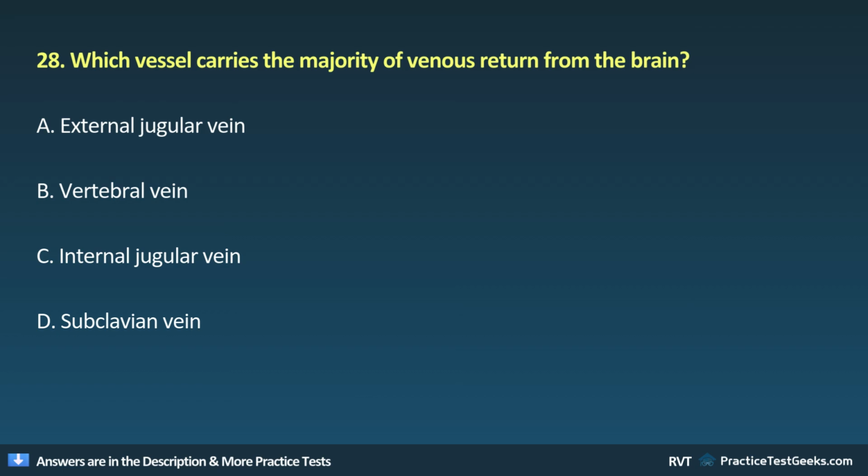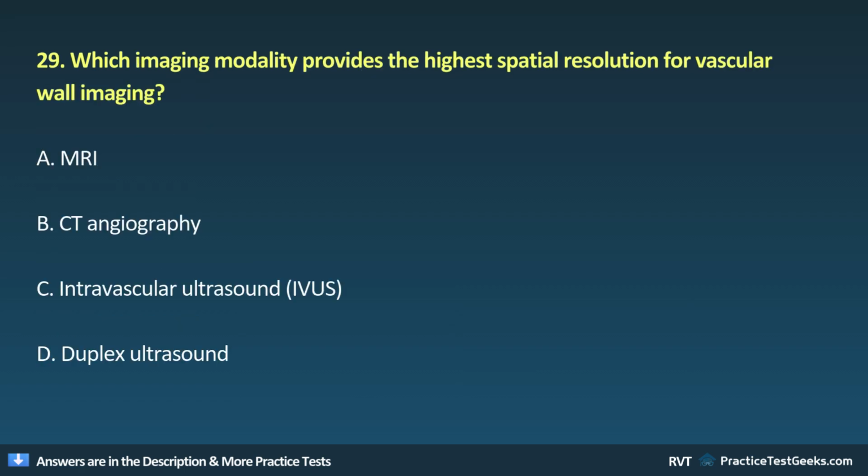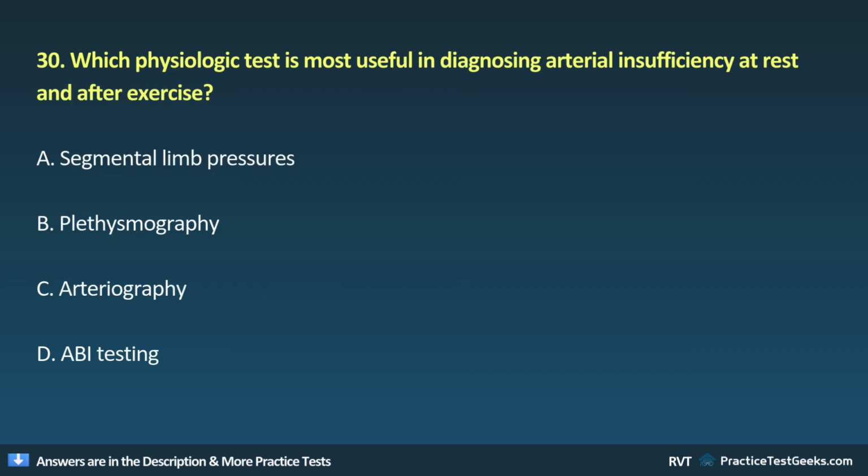29. Which imaging modality provides the highest spatial resolution for vascular wall imaging? A. MRI. B. CT angiography. C. Intravascular ultrasound, IVUS. D. Duplex ultrasound.